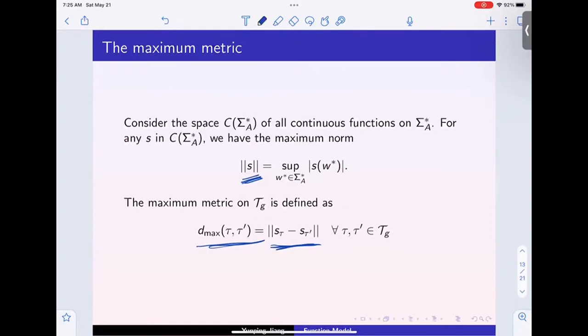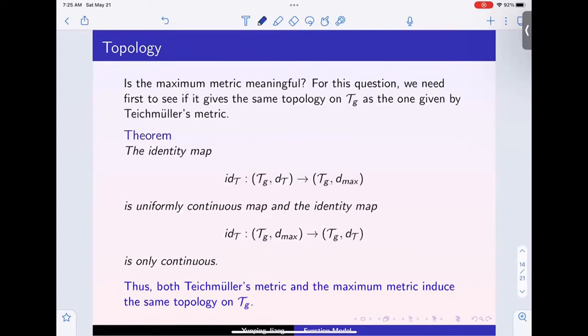Then you have the question of whether the maximum metric is meaningful. That means you do not want to introduce a metric that is very different from the Teichmüller metric, right? So what does that mean? That means, do they have the same topology on the Teichmüller space? Here is a theorem I proved. The identity map from the Teichmüller space with the Teichmüller metric to the Teichmüller space with its maximum metric is uniformly continuous.